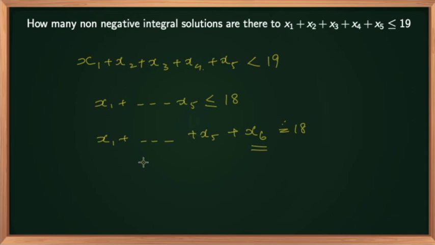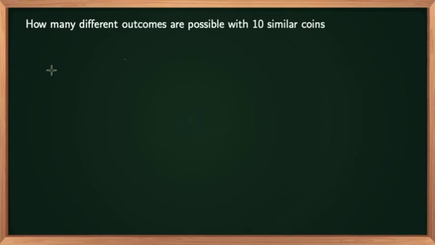Which means in that case the problem will be solved as n plus r minus 1 c r minus 1. That is the basic formula, but here n will be equal to 18 and r will be equal to 6. Hence the answer to the question will be 23 c 5.